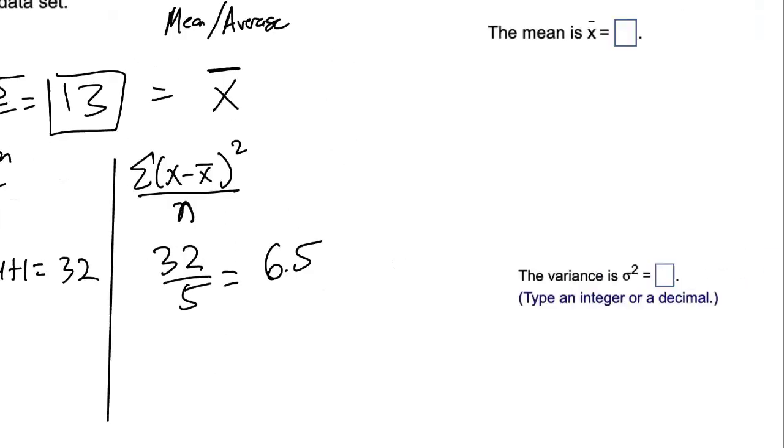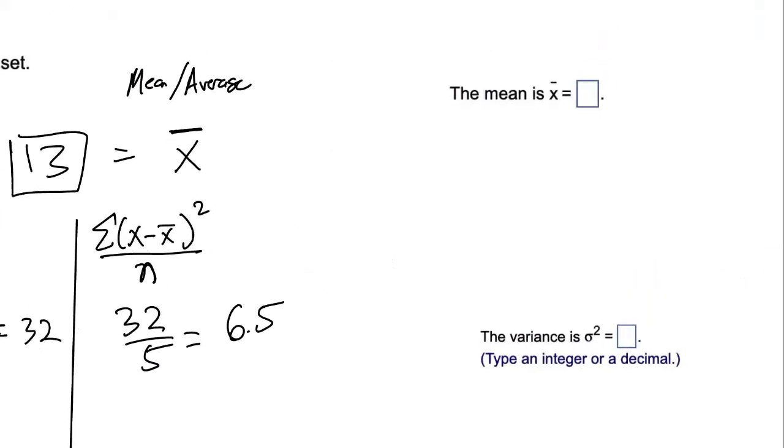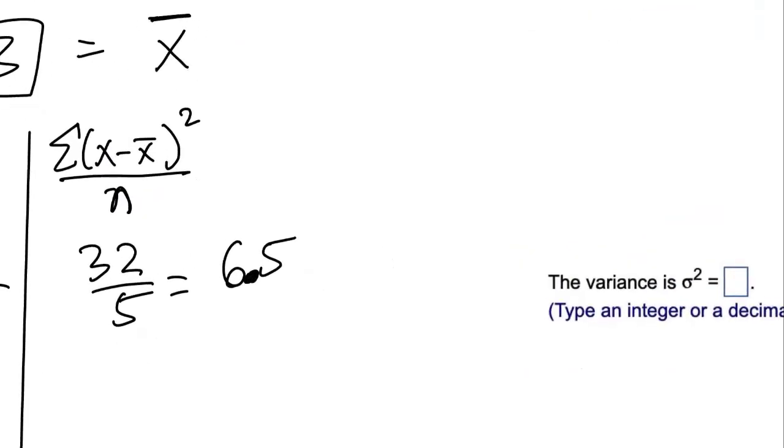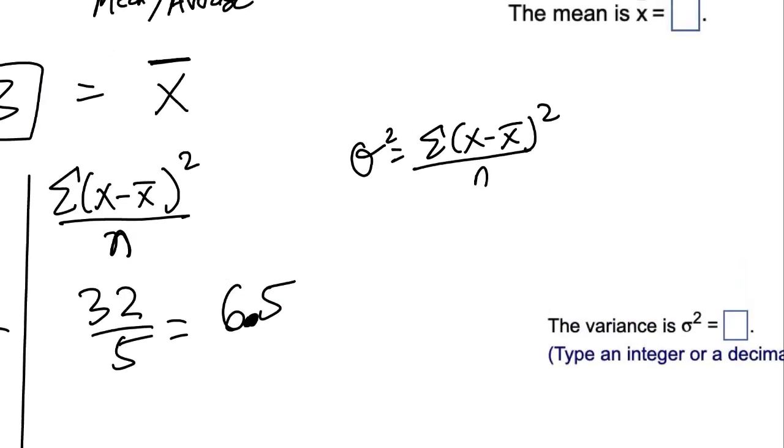Oh, my bad. 6.5. My apologies. 6.5. Okay, this right here is your variance. So theta is equal to the summation of x minus x bar squared divided by n. This is your variance.